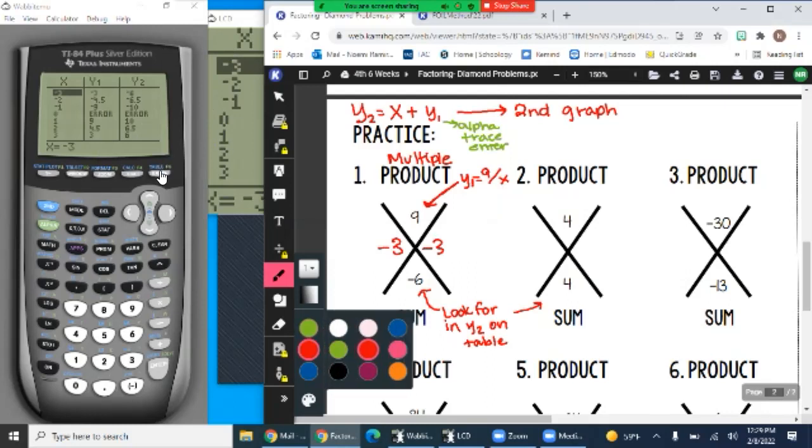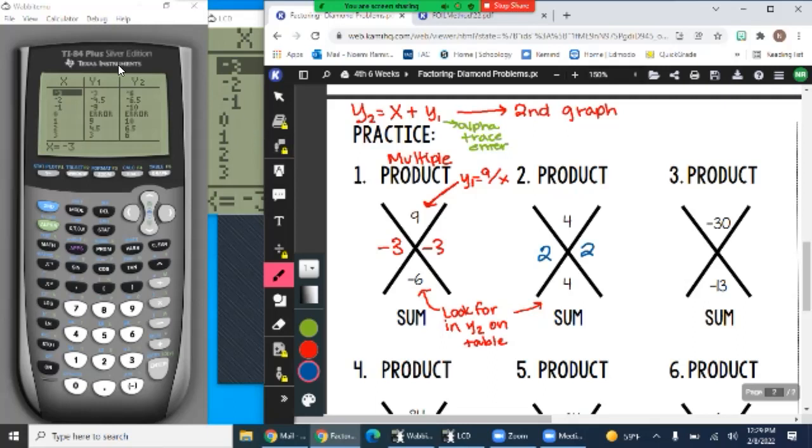Now, the next one should, quote unquote, be easy. What two numbers can I multiply to give me 4, but they add up to also get 4? 2 and 2. 2 times 2, 4. 2 plus 2, 4. Now, if you can't do that one in your head, once again, you could use a calculator, but I'm really hoping one like this, you should be able to.